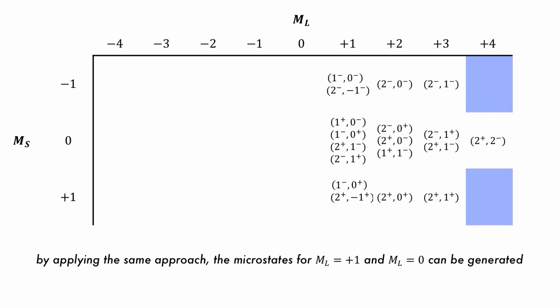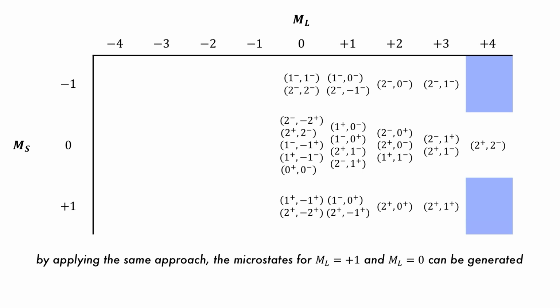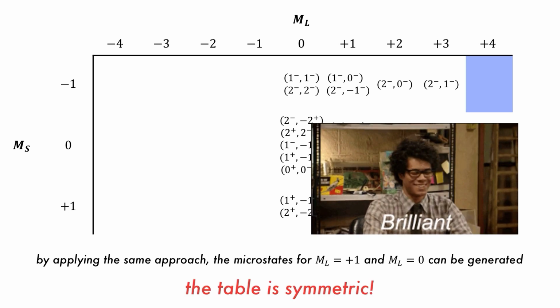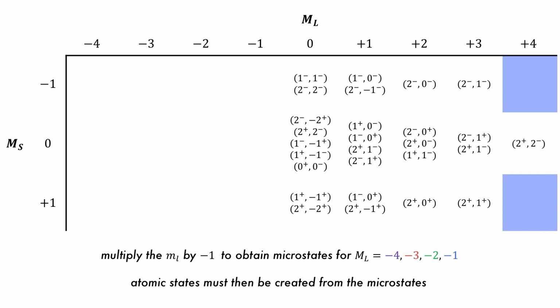Continuing in this vein, we can generate the states for ML as plus 1, and then for ML as 0. Since the table is symmetric, we have completed the hard part. After this, to get the microstates for minus 1, minus 2, minus 3, and minus 4 ML values, it is just a matter of multiplying the existing ML values for plus 1, plus 2, plus 3, and plus 4 by minus 1. So for ML is minus 4, we can just multiply the previous values we had for ML equals plus 4 by minus 1.